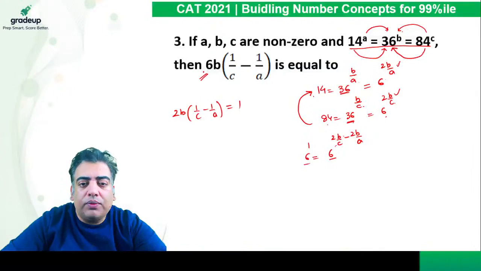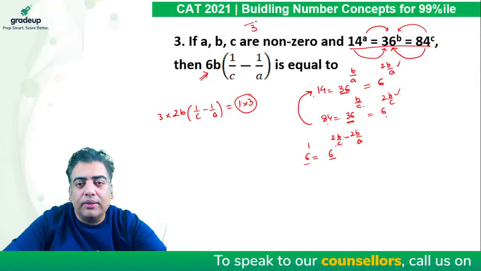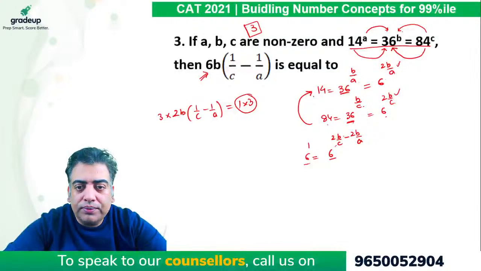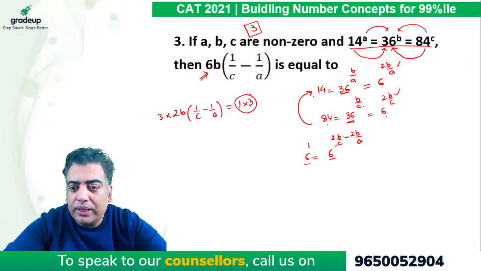As we were required the value of 6B, we just need to multiply both sides by 3. So finally the answer comes out to be 3. A very standard and easy question. So please guys check it out. I hope it is clear to each and every student.